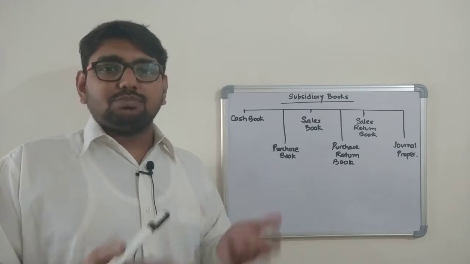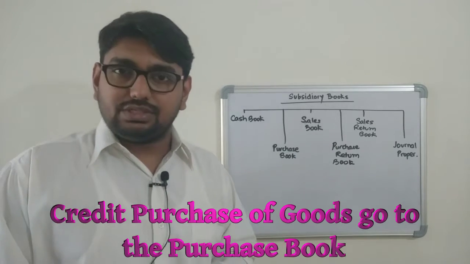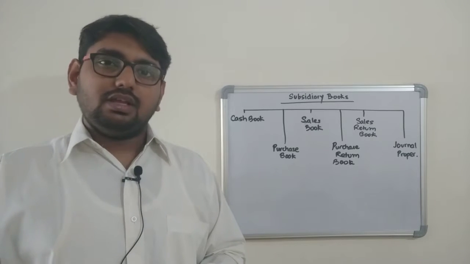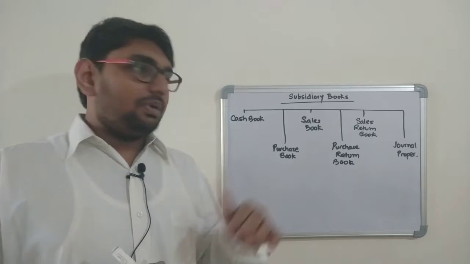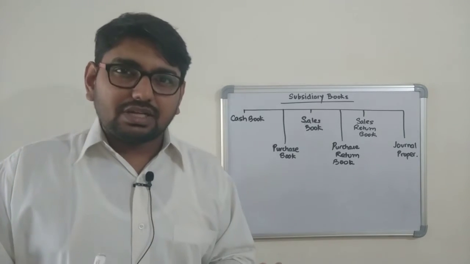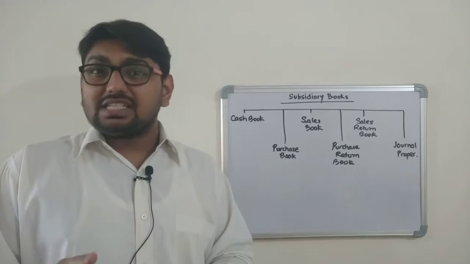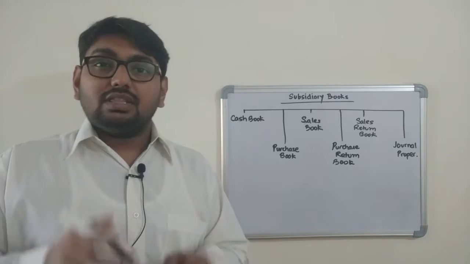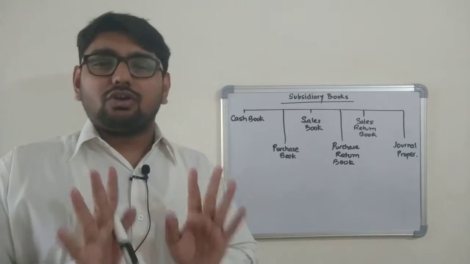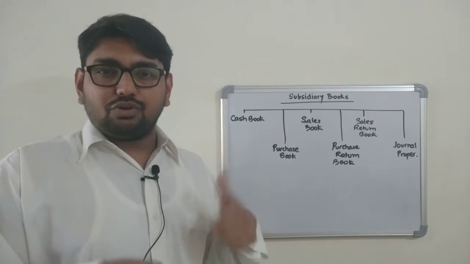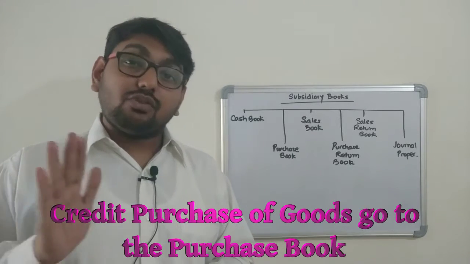The next book over here is purchase book. So purchase book records credit purchases of goods. Many people make a mistake over here. Whenever they see purchase, they put it into the purchase book, which is completely wrong. Purchase book records only credit purchases of goods. Now you would say, why not cash purchases? Because obviously when cash is involved, it goes into the cash book. The first preference that you are supposed to give is to the cash book, irrespective of what your transaction is. If it involves cash, put it in the cash book. So purchase book will record only credit purchases of goods.